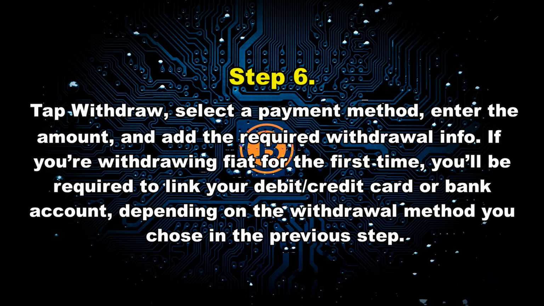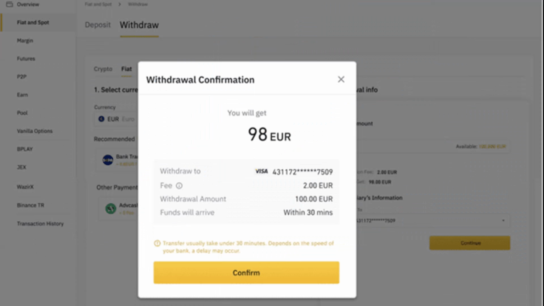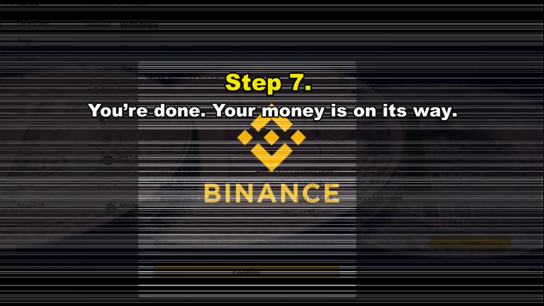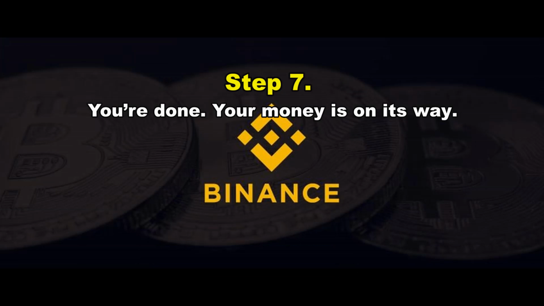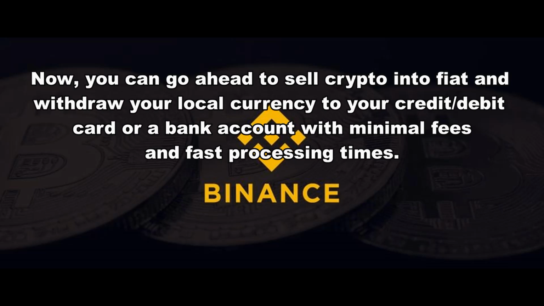If you're withdrawing fiat for the first time, you'll be required to link your debit/credit card or bank account, depending on the withdrawal method you chose in the previous step. Step 7. You're done. Your money is on its way. Now, you can go ahead and sell crypto into fiat, and withdraw your local currency to your credit/debit card or a bank account with minimal fees and fast processing times.